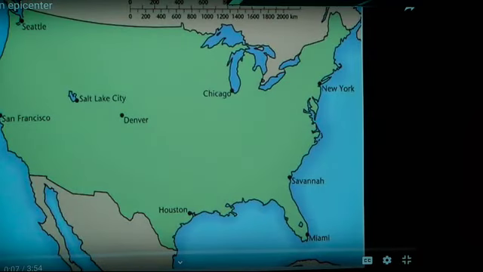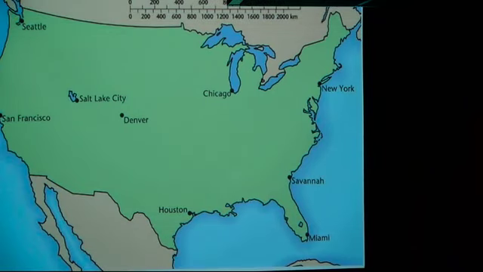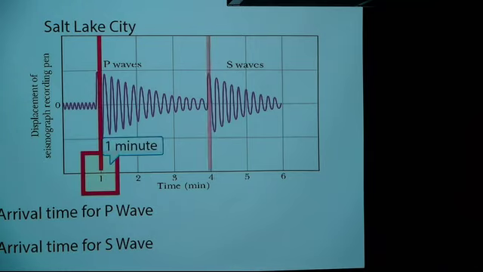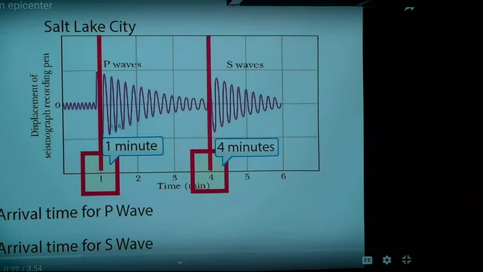Let's locate the epicenter for an earthquake that takes place in the United States. This is a seismograph from Salt Lake City. Here's where the P wave arrived. It was 1 minute. Okay. Here's where the S wave arrived. P wave arrives, S wave arrives, 4 minutes.